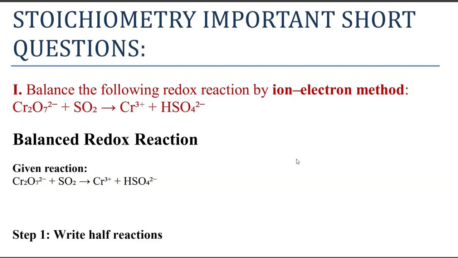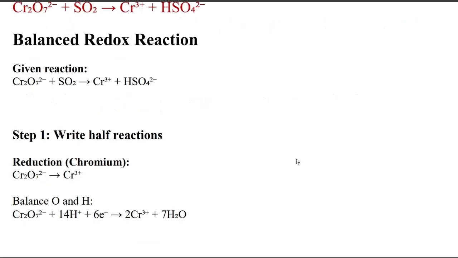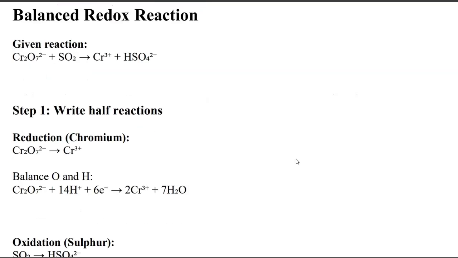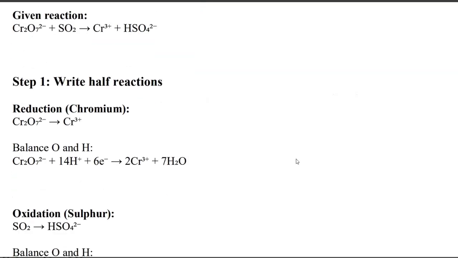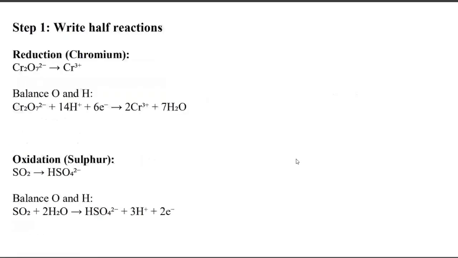So students, please remember these four golden steps. First is to separate the reaction into oxidation and reduction half equations, as I've mentioned here. The given reaction is this, and the first step is to write half reactions. That is, we have to separate the reaction into oxidation and reduction, like this. This is a reduction and this is an oxidation. We have to separate them both.